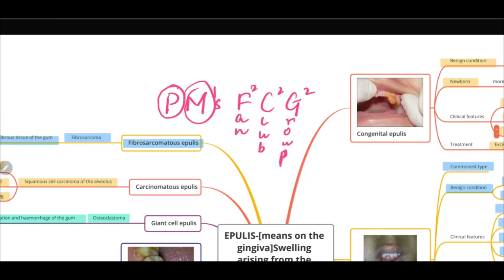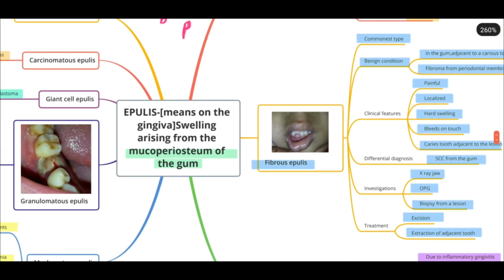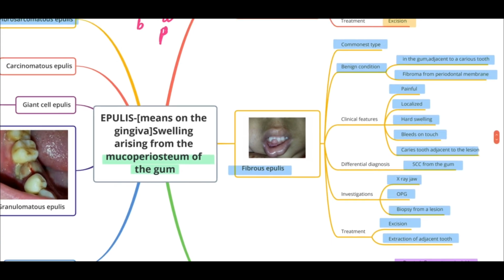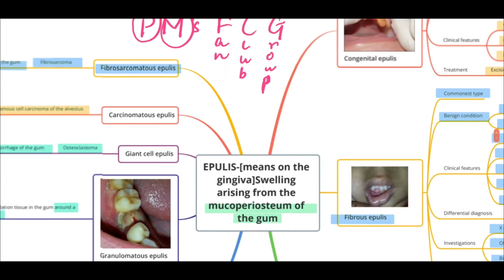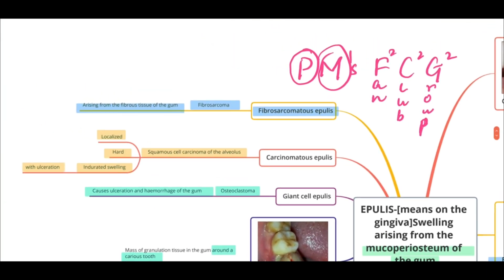Next is F square. Where are our two F's? First is fibrous epulis, which is the most common type of epulis that you see. It's a benign condition arising in the gum adjacent to a carious tooth. It is a localized, hard swelling, bleeds on touch, and the differential diagnosis is squamous cell carcinoma from the gum. You investigate with the help of an X-ray, OPG or a biopsy, and the treatment is excision and extraction of the carious tooth. Another F is fibrosarcomatous epulis, where it is a fibrosarcoma which is arising from the fibrous tissue of the gum.